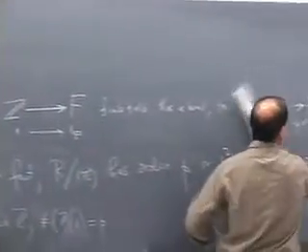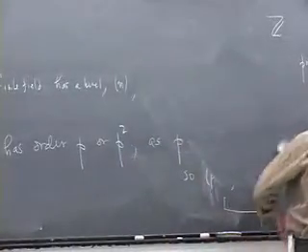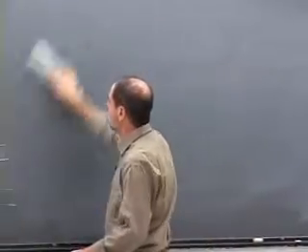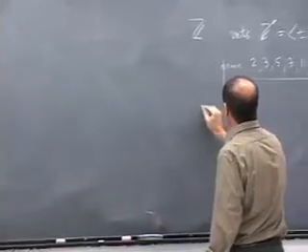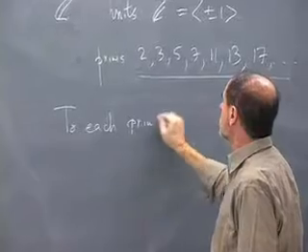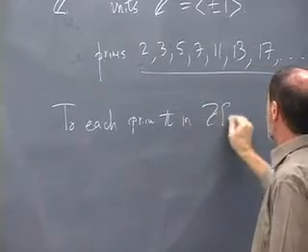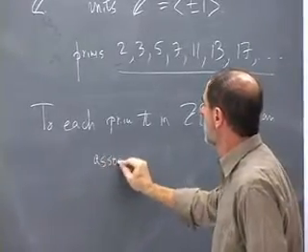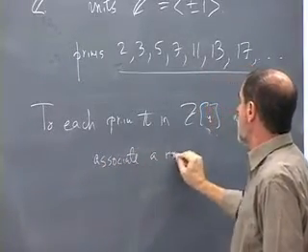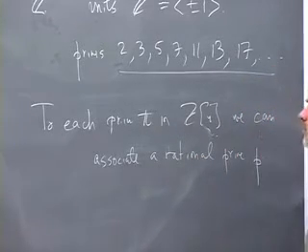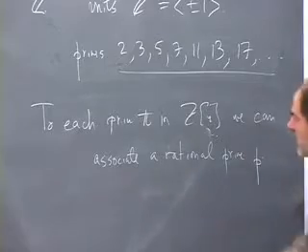So this is already critical, that to any Gaussian prime we can associate a rational prime. And now we're going to make a list of which rational primes give us 1 or 2 or how many Gaussian primes we can get. So to each prime pi in Z of i, we can associate a rational prime P, and every rational prime is hit.